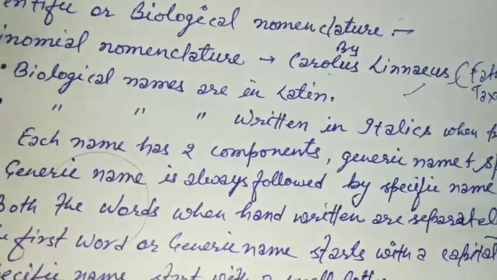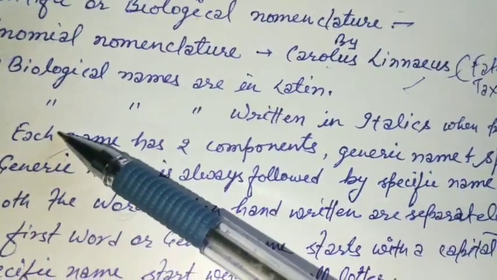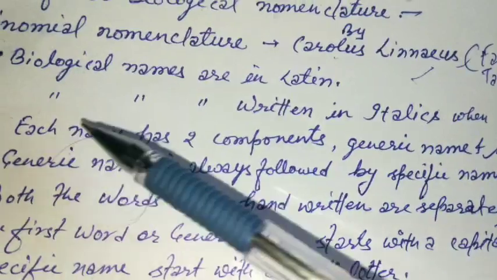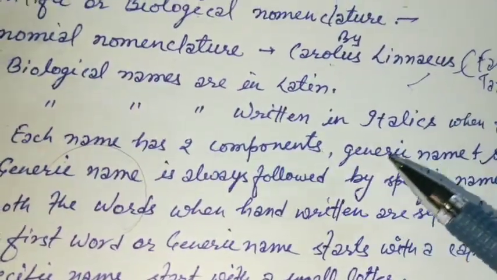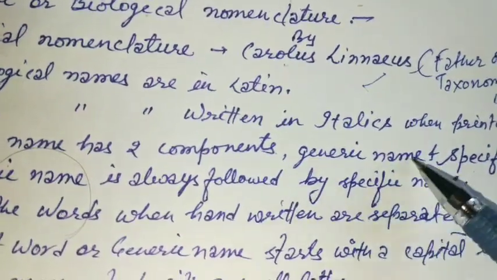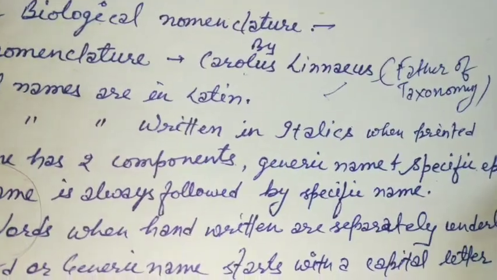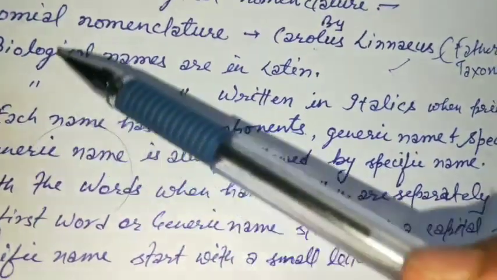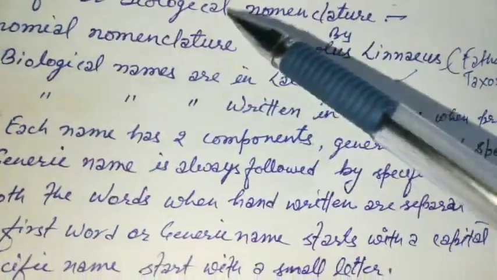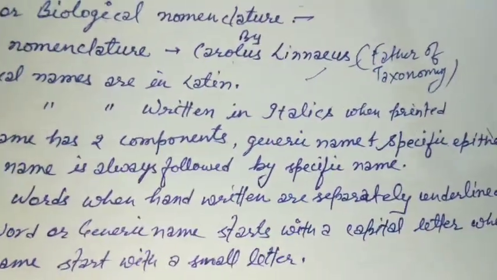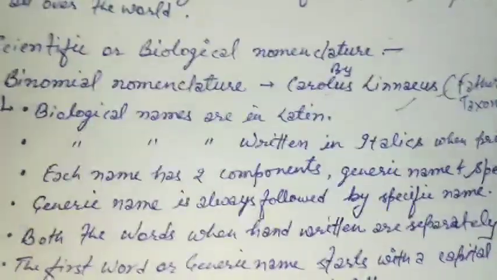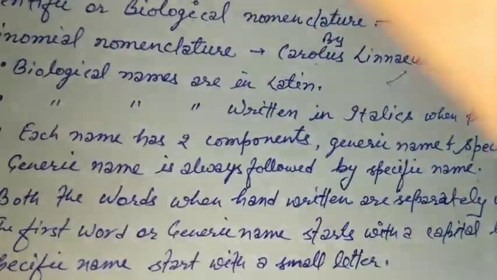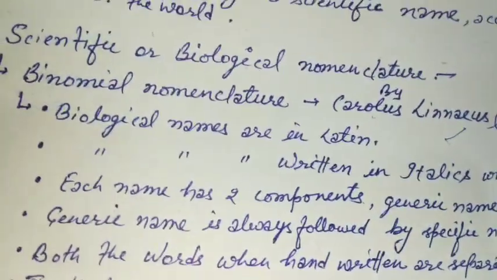It means each scientific name, which is either a zoological, botanical, or bacterial name, has two components. The first one is the name of the genus, the generic name, and the second one is the specific name. These are some of the rules of binomial nomenclature. The generic name is always followed by a specific name. It means the generic name is always written first, followed by the specific name.